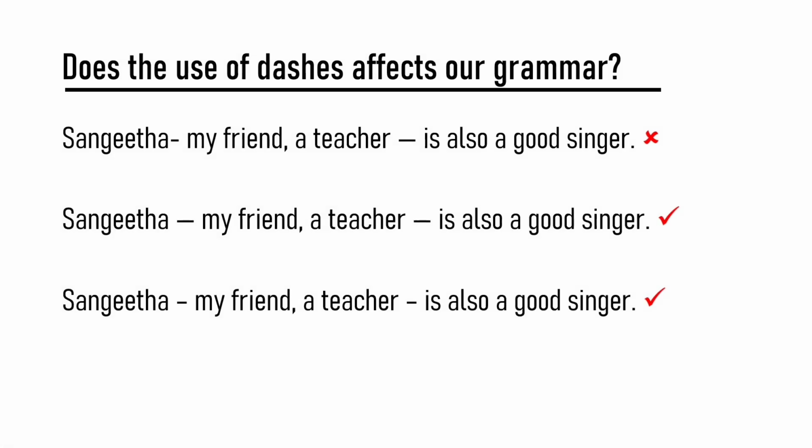So do you think that the use of dashes affects our grammar? If you write a wrong dash, is it correct? See the examples. The first one is wrong, as the first is an n dash and the second one is an m dash in a single sentence. Just see how to put correct dashes.